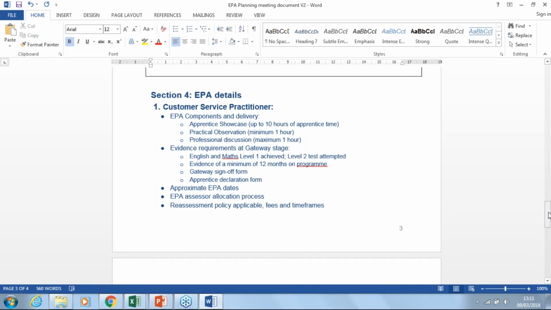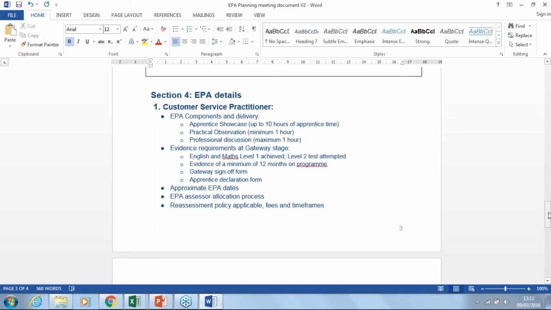Again, we'll discuss the evidence requirements at the gateway stage that are required. It's pretty much standardized for both of these standards that we're talking about here. So English and Maths, level 1 to be achieved, level 2 test to be attempted, making sure that we have evidence of a minimum of 12 months on program. We do have a gateway sign-off form that the employer actually signs off, so making sure that we get sight of that as well. And then the apprentice declaration form, essentially the apprentice needs to sign a form that, again, we will provide a template for to agree that they allow Pearson to claim their apprenticeship certificate from ESFA. So we need the apprentice's consent to do that.